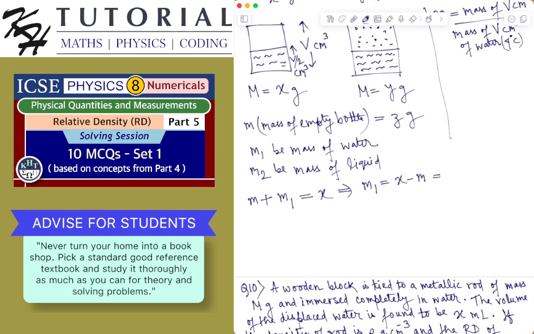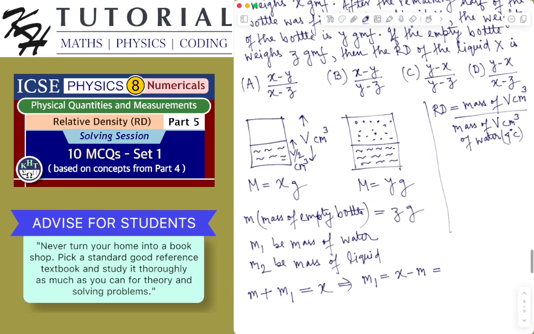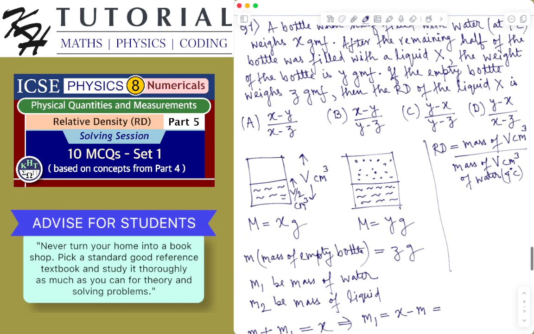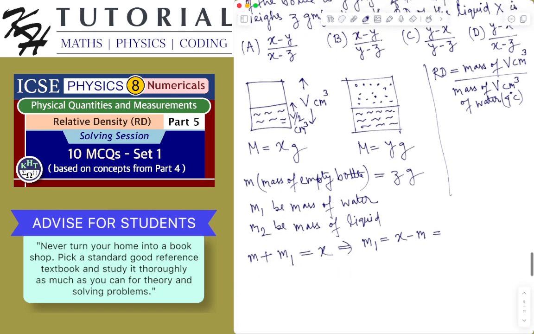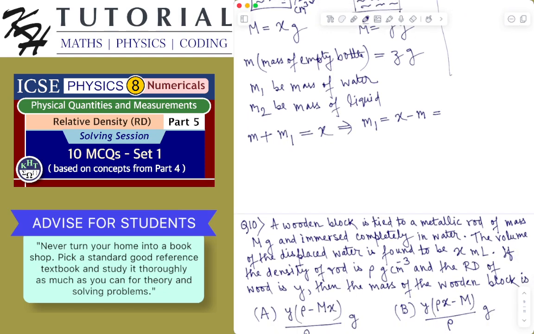Now what is small m? Small m is nothing but the mass of the empty bottle, which we have found to be z gram, from the fact that the empty bottle weighs z gmf, which means the mass of the empty bottle is z gram. So this is x minus z. X minus z is the mass of the water.